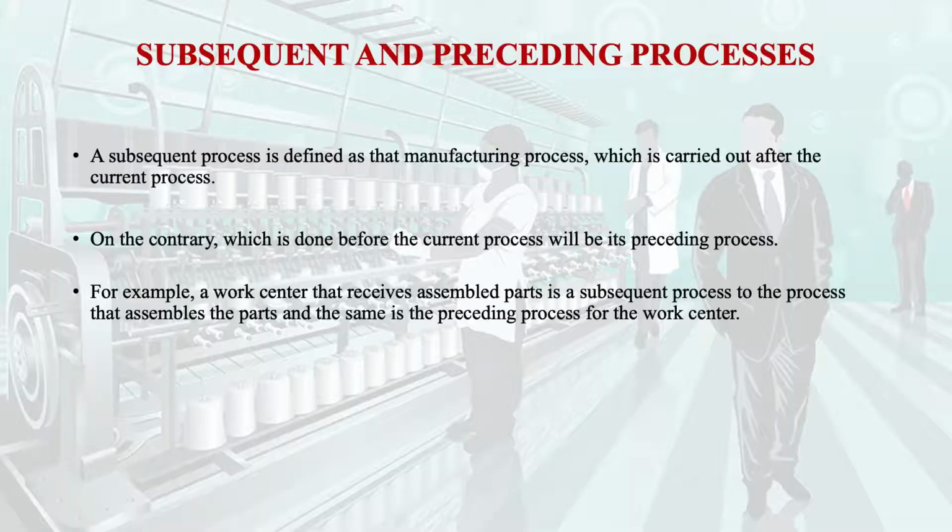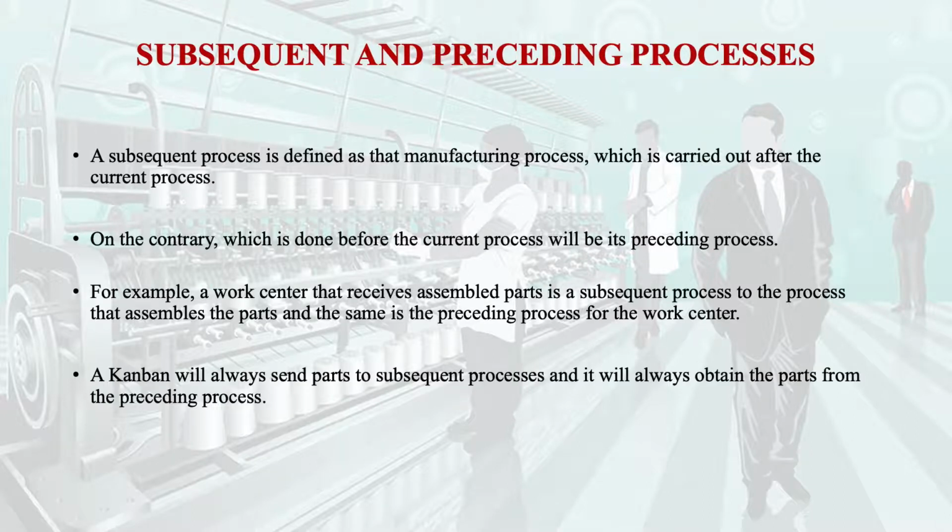If I take an example, a work center that receives an assembled part is a subsequent process to the process that assembles the parts, and the same is the preceding process for the work center. A Kanban will always send parts to the subsequent process and will always obtain the parts from the preceding process.